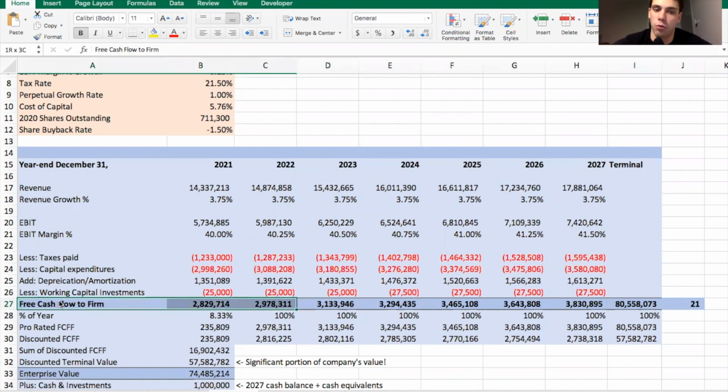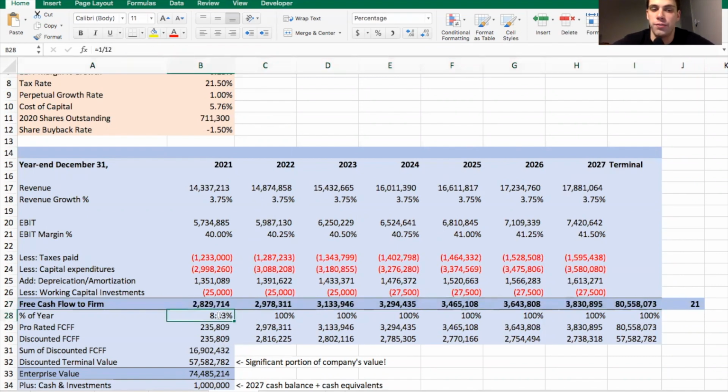You can see we got 2.8 billion in 2021, just under 3 billion, and then 3.1, about 3.3, 3.4, 3.6, 3.8, and then 80 billion. So most of the value in pretty much any discounted cash flow analysis is going to come from the terminal value as opposed to these cash flows here.